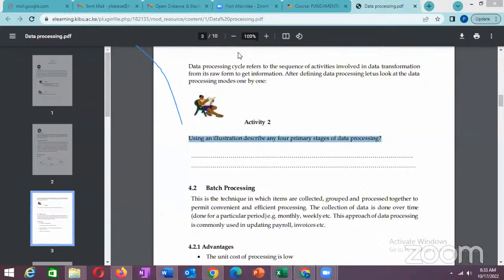We have the 4, so can you discuss each? Kindly discuss. The question is, we have talked about data collection. Can you discuss each in this cycle? I think it's clear. Just discuss it by typing in the chat.